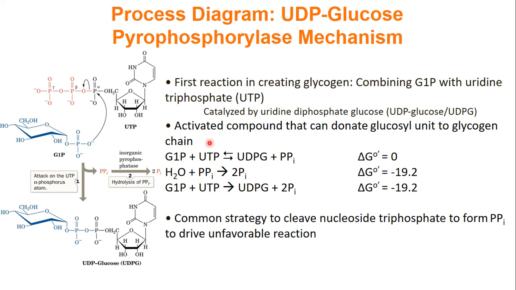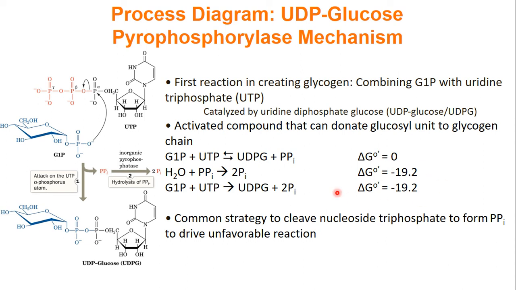So our overall reaction is glucose 1-phosphate plus UTP goes to UDP-G plus PPi. You can see delta G is actually 0, so this could readily equilibrate. But the reason why this happens is that once we have this pyrophosphate, that's what PPi is, water will split this pyrophosphate into two phosphates. And this has a very big negative delta G. So overall, our reaction has a very big negative delta G.